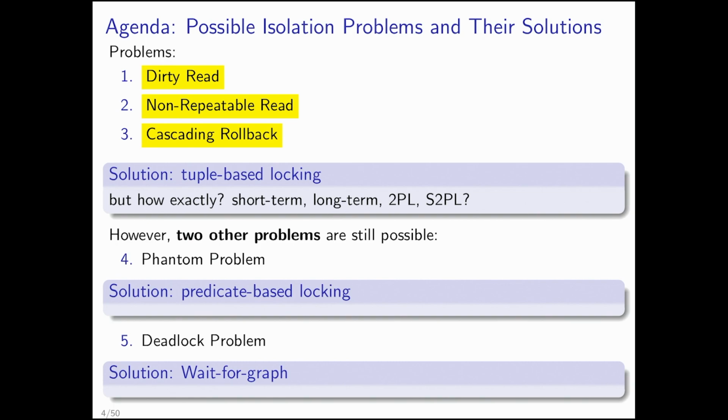Okay, so here's the agenda for today. There are a couple of isolation problems we want to look at, and we want to look at their solutions. The most basic problems are dirty read, non-repeatable read, and cascading rollback. And based on that, we will then look at a couple of other solutions.